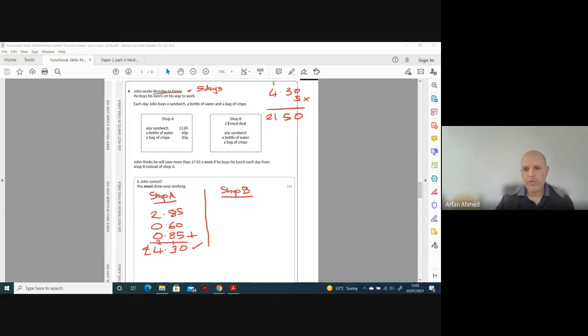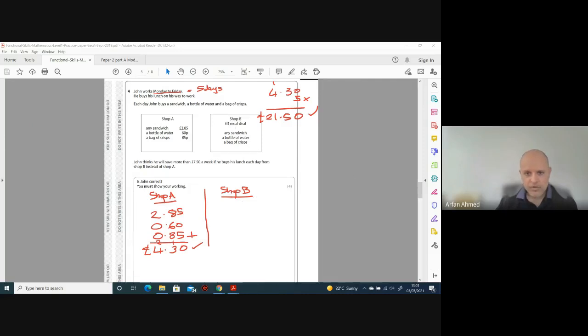Where do we put the decimal point? I know a lot of people would say here, but it's not because it's lining up. That's not the reason why. You've got roughly £4 times by 5, so roughly 20 quid. That's a good way of quickly figuring out where the decimal point should go. So there's your second mark. That's for 5 days. That's shop A done. Let's do shop B.